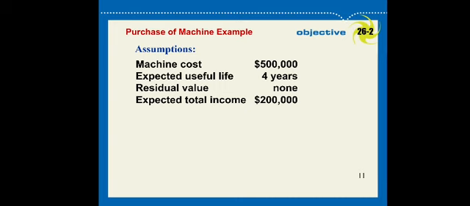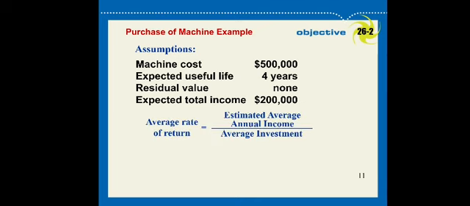So, purchase of machine example. Assumption, machine cost. Let's say there is a manager in a business, and the manager has to receive a proposal. The proposal requests the purchase of a machine. So let's see, the machine cost is $500,000.